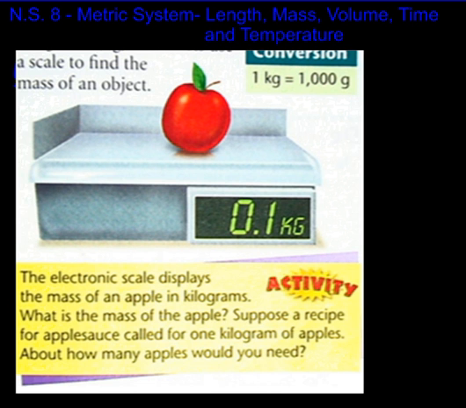Okay, let's look at an example. The electronic scale displays the mass of an apple in kilograms. What is the mass of the apple? Looks like it's 0.1 kilogram, or 1/10 of a kilogram. Suppose a recipe for applesauce called for 1 kilogram of apples. About how many apples would you need? Think of an answer. If that one apple is 1/10 of a kilogram, you would need, that's right, 10 apples.